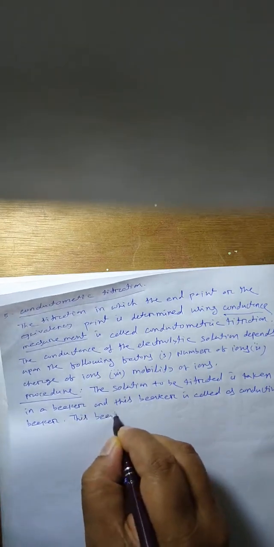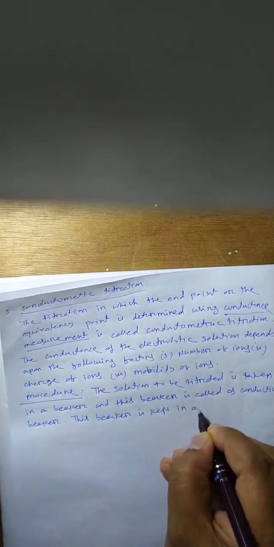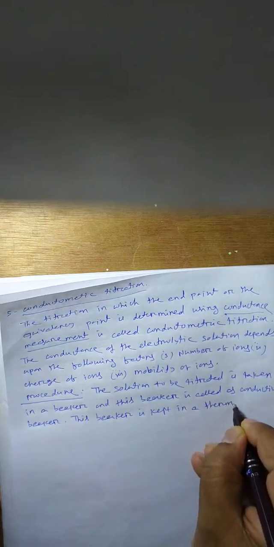This beaker is called the conductivity beaker. This beaker is kept in a thermostat in order to maintain the temperature constant. What is the use of it?